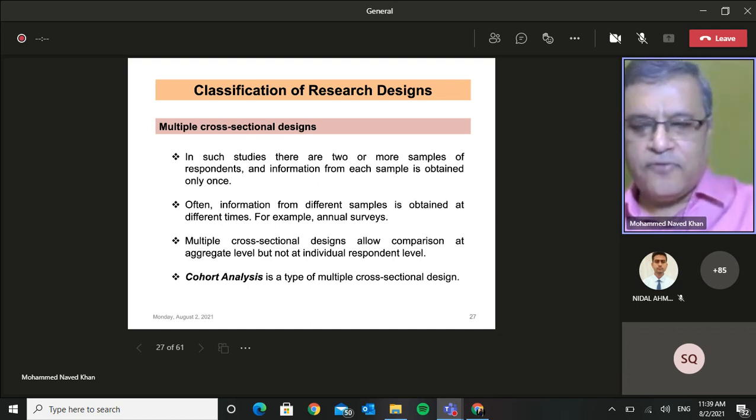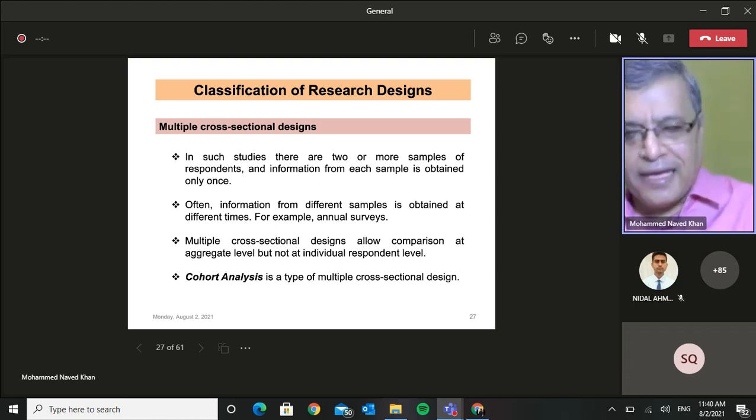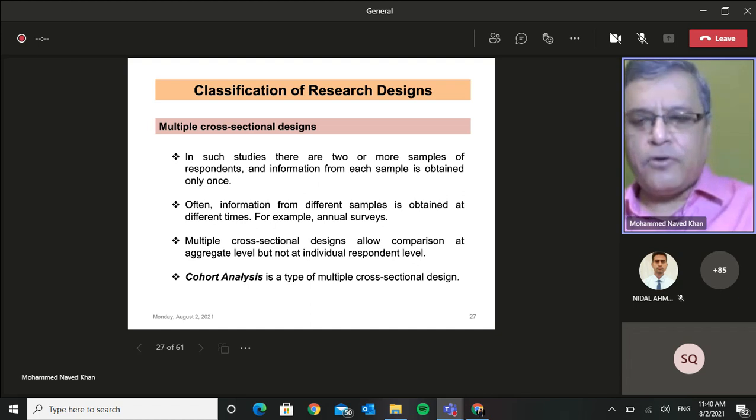It is not that each sample will be approached twice or thrice for generating data, but once we have drawn those multiple samples, we approach them, we get the information, and things end there. We don't approach the same sample again for data. Each time we draw a fresh sample.